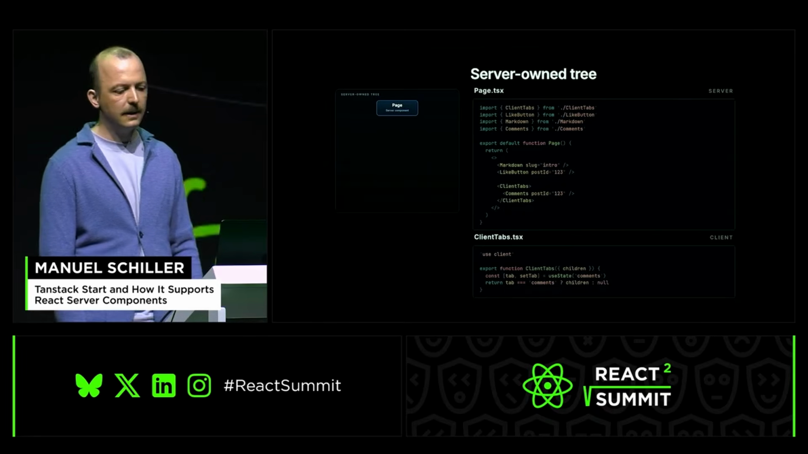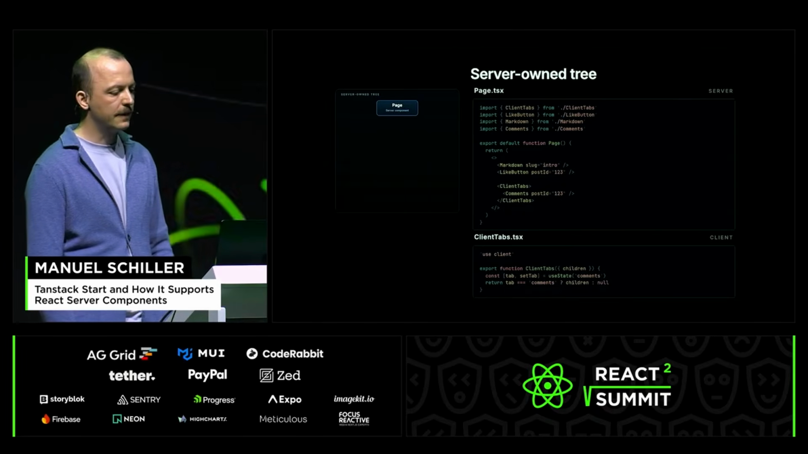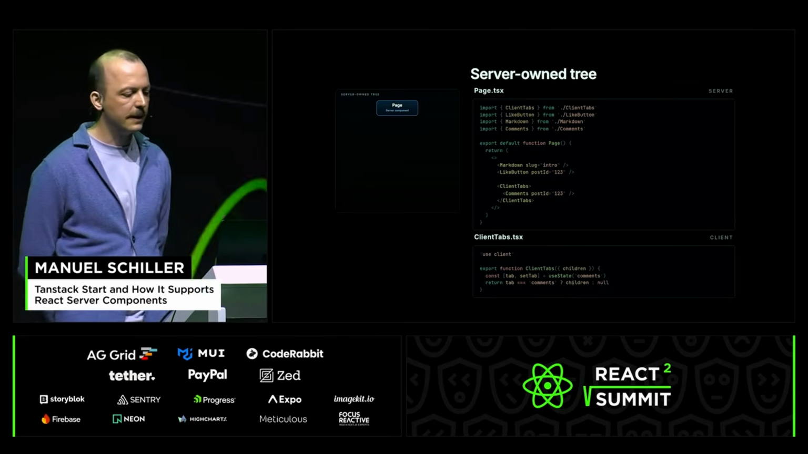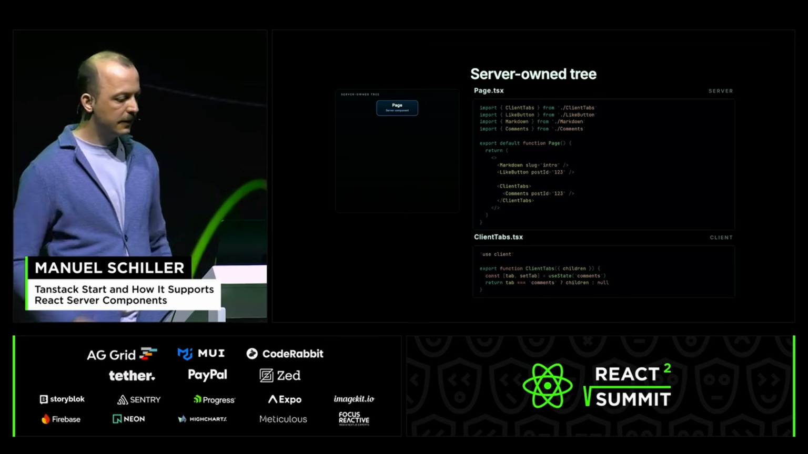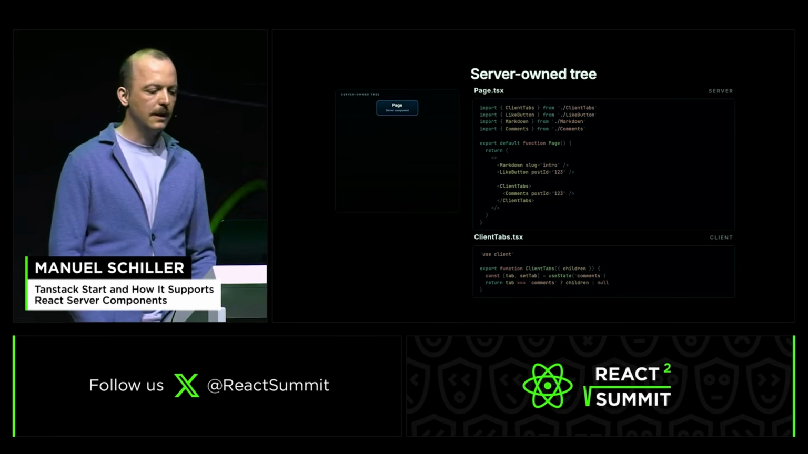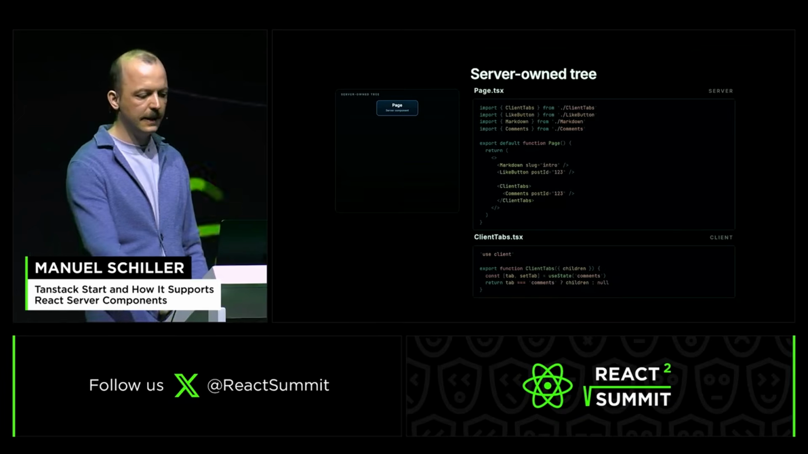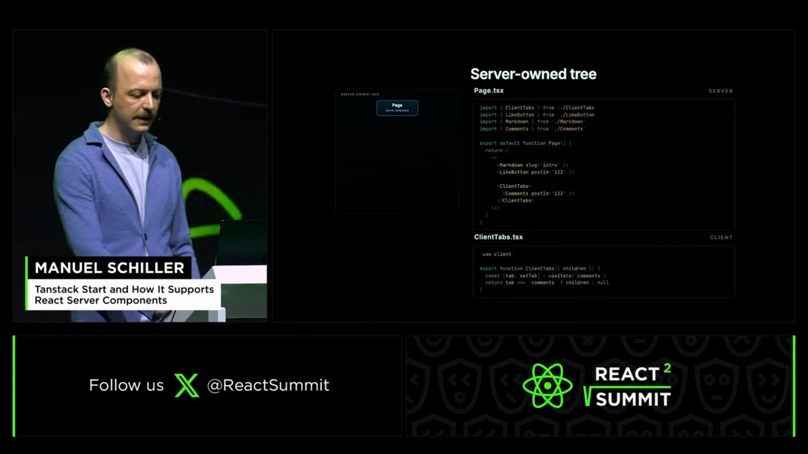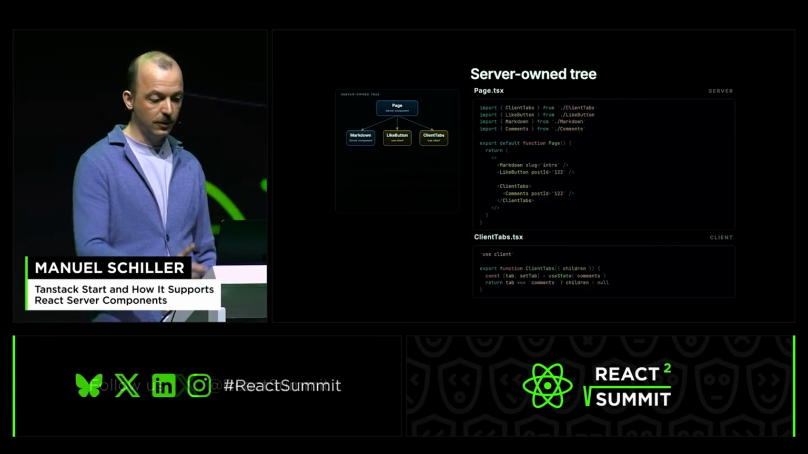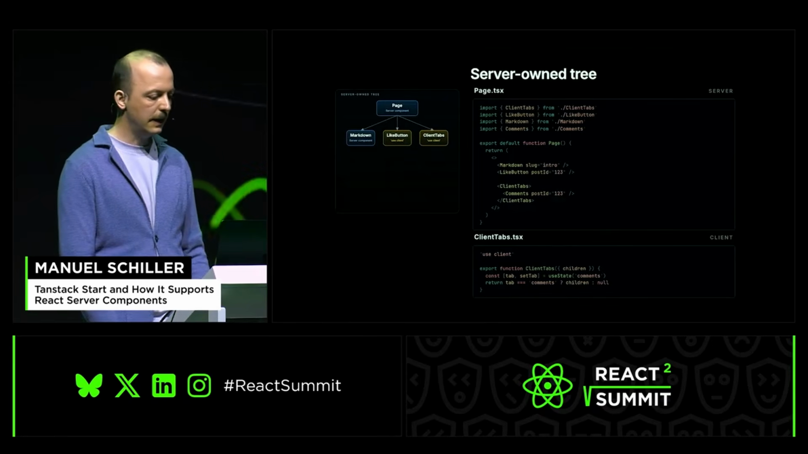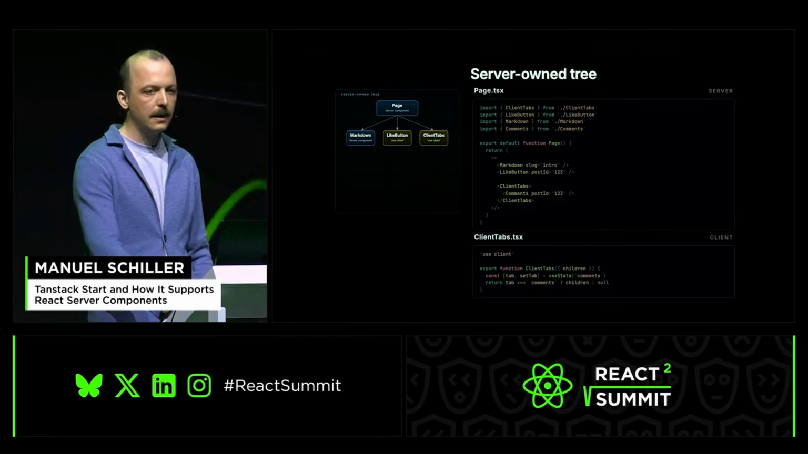So typically in RSC world, the server owns the tree. And in that model, the use client directive marks the places where we need browser code. And you see here that server-owned tree composition. So in that case, the page component decides the composition on the server. It places the markdown component, which is a server component. It places the like button and the client tabs, which are client components. And their client modules will load in the browser and will hydrate.